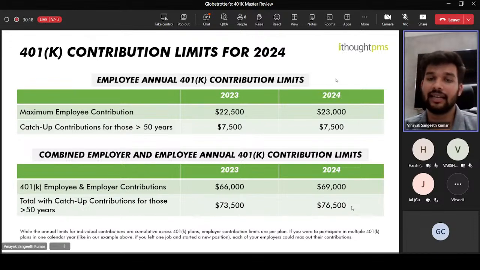So with this, you will have a set of discipline that you will follow, and you will try to get the employer match too, and hence build a good retirement corpus for your retirement goal. That would be one thing.